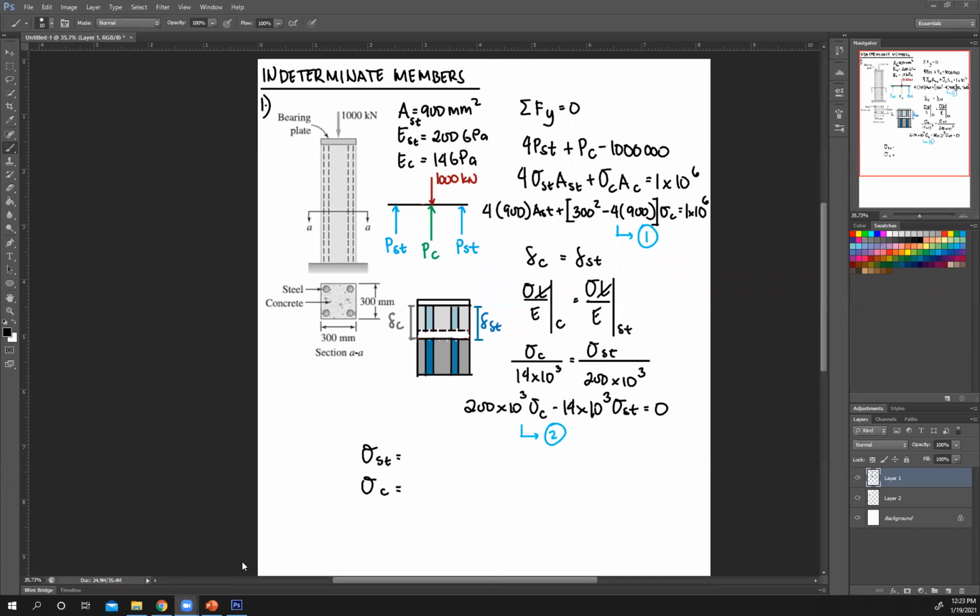Okay, correct, John. Stress in steel is 103.65, correct, and then in concrete 7.25 or 7.26. Okay, very good. 103.65, and remember units are in newtons and millimeters, so this is MPa. Then for concrete 7.26 MPa. So better practice solving simultaneous equations because there's gonna be a lot of those for indeterminate members.